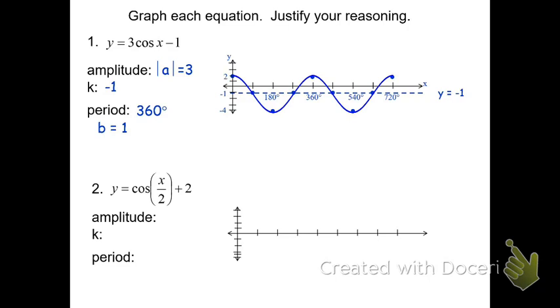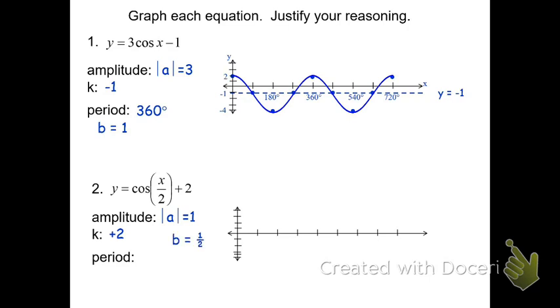For example number 2, the amplitude is just 1. It just says y equals cosine. There is a vertical shift again. K is 2. Now the period on this one is a little trickier. X over 2 means that the frequency is 1/2. Dividing by 2 is the same as multiplying by 1/2.